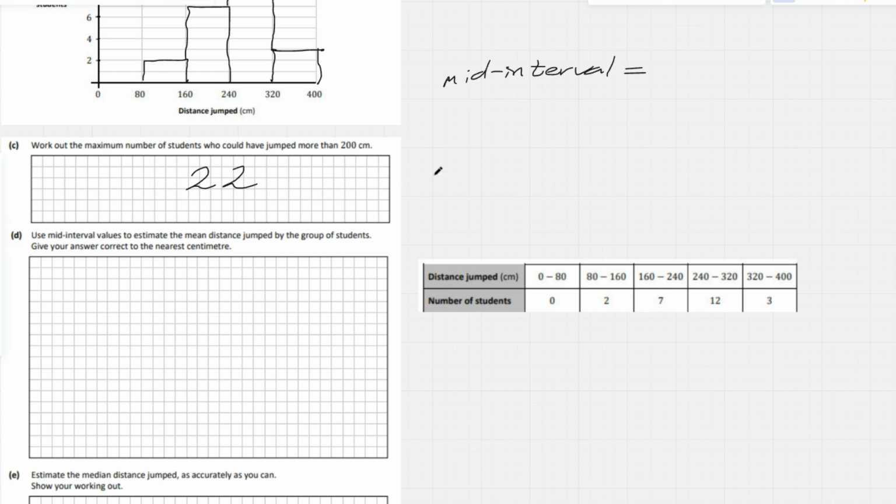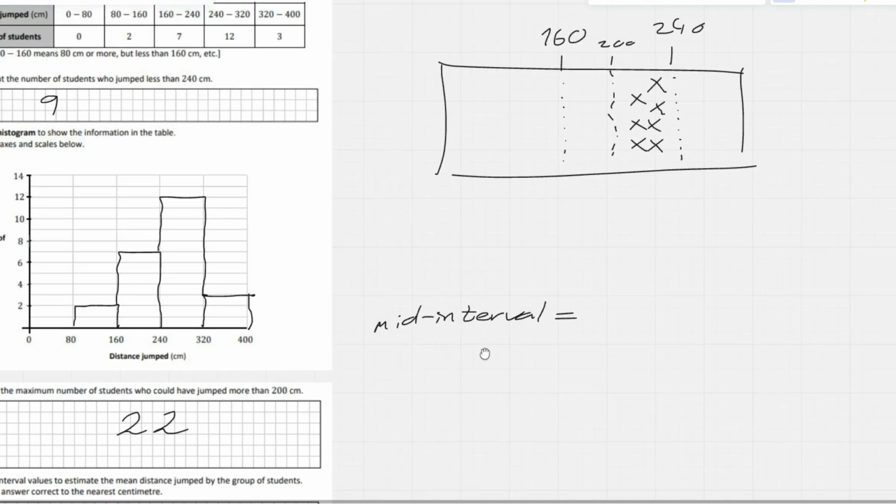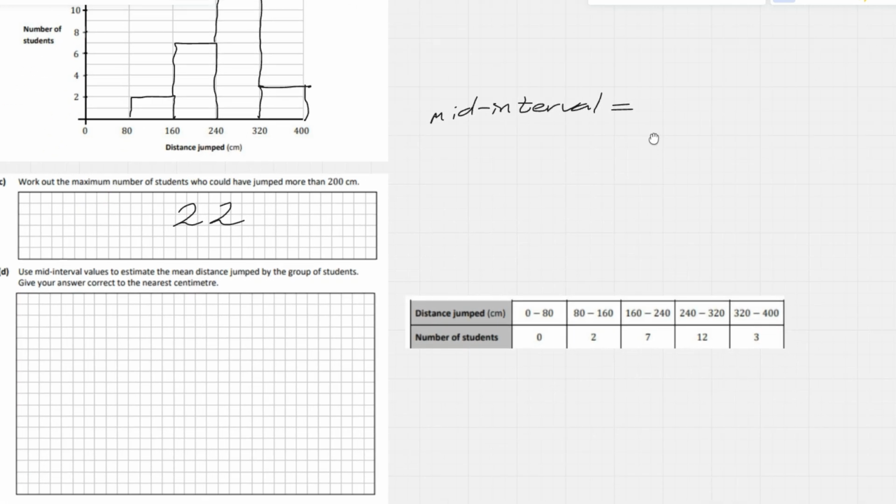We do that because, as I was saying in the previous question, we're not really sure where people are going to land. So the best thing to do, if we're not being pessimistic, if we're not being optimistic, is to assume they'll all land right in the middle. They'll all land at the 200 point here because that'll be the most accurate guess, because it'll be right in the middle of our interval.